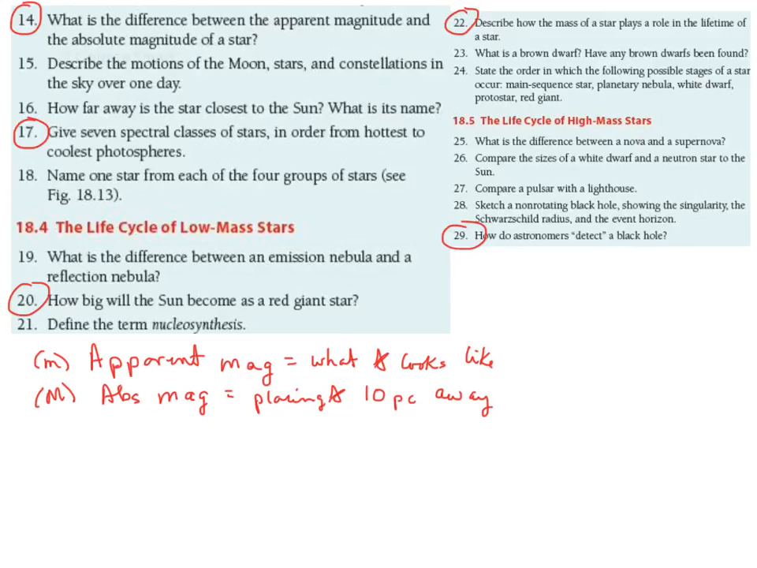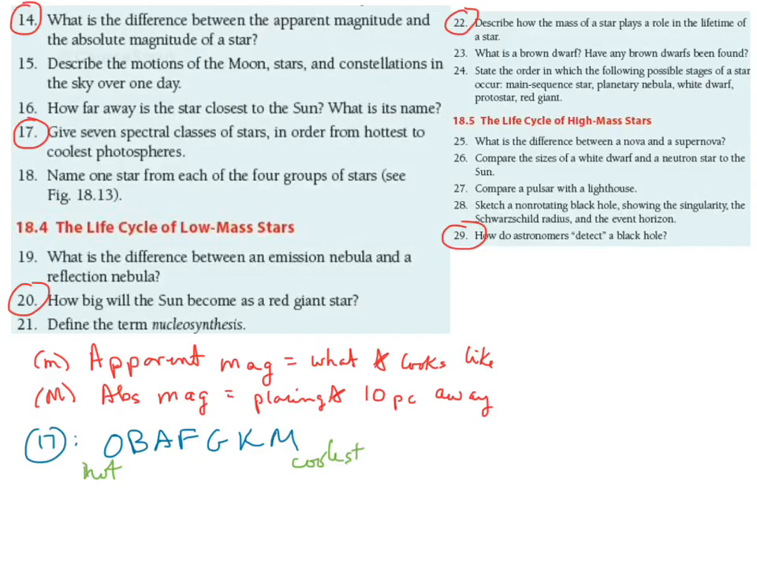Number 17, give the spectral classes of stars. Of course, 17 looks like that mnemonic device where you do O, B, fine, guy or girl, kiss me. That's the 7 spectral types. And the O is the hottest, and the M is the coolest.